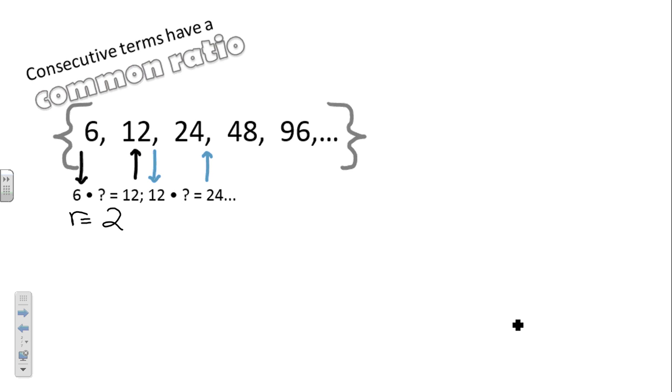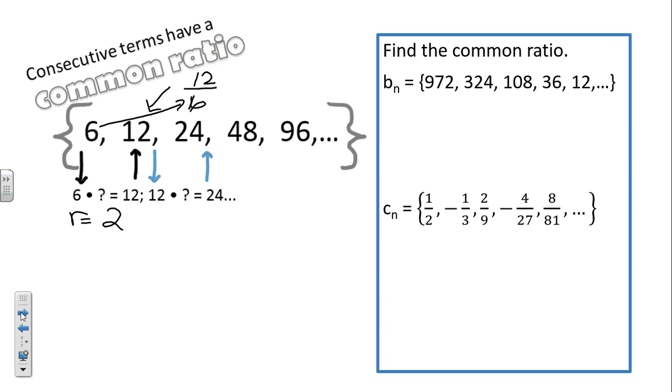Make sense? The way to find it, if you're not sure, and this was easily visible, but if you take the second term and divide it by the first term, you'll get your common ratio. Compare it to the third term divided by the second. Compare that to the fourth term divided by the third. Make sure that you're getting a consistent common ratio, and then you know it's geometric. Questions on this one? Okay, so let's find the common ratio for B sub n and for C sub n.